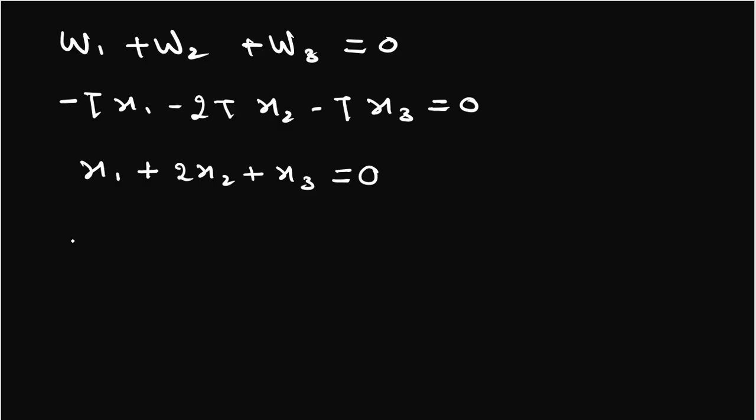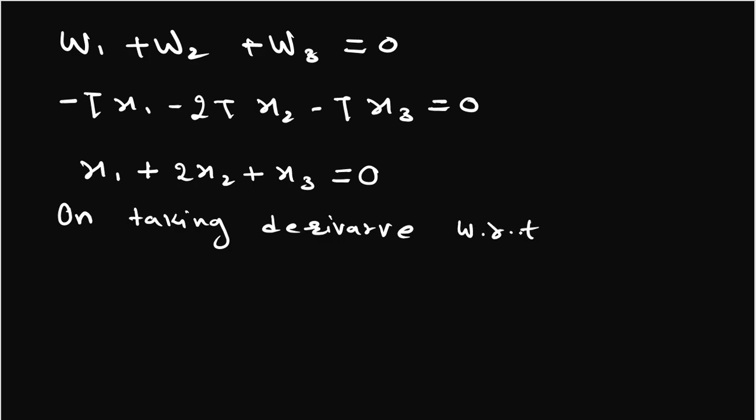Now if we differentiate it, taking the derivative with respect to time, we all know that if displacement is differentiated with respect to time, we get velocity. So it will become v1 plus 2v2 plus v3 is equal to 0.